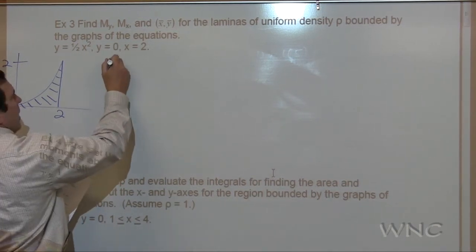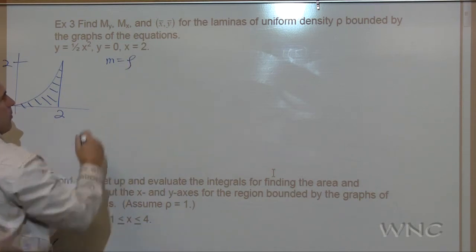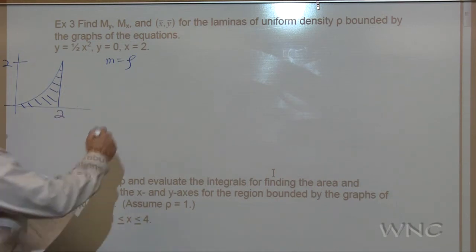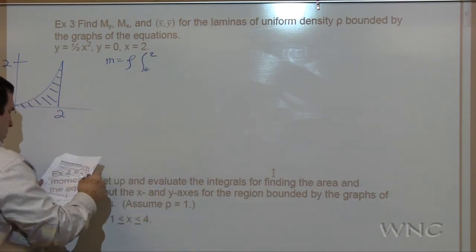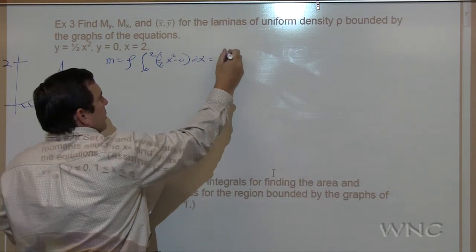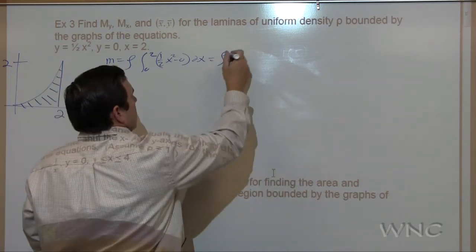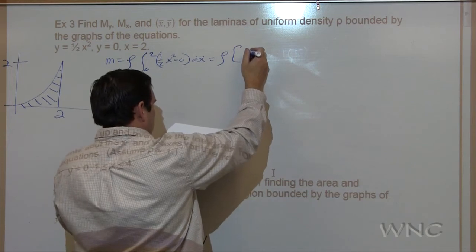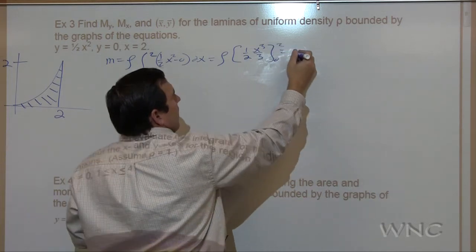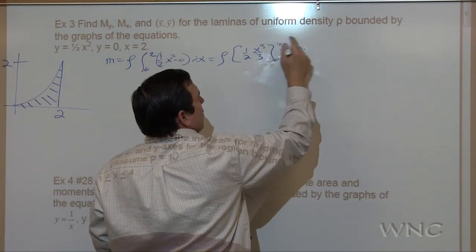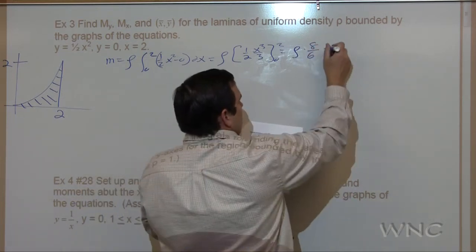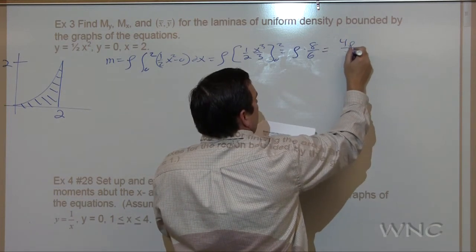Okay, so for the mass, little m, is going to be rho. And I'll be honest, most of the time, rho is going to cancel out. Integral from 0 to 2 of 1/2 x squared minus 0 dx, which is rho times 1/2 of x cubed over 3 from 0 to 2. That's going to be rho times 2 cubed is 8 over 6, and that's going to be 4 rho over 3.